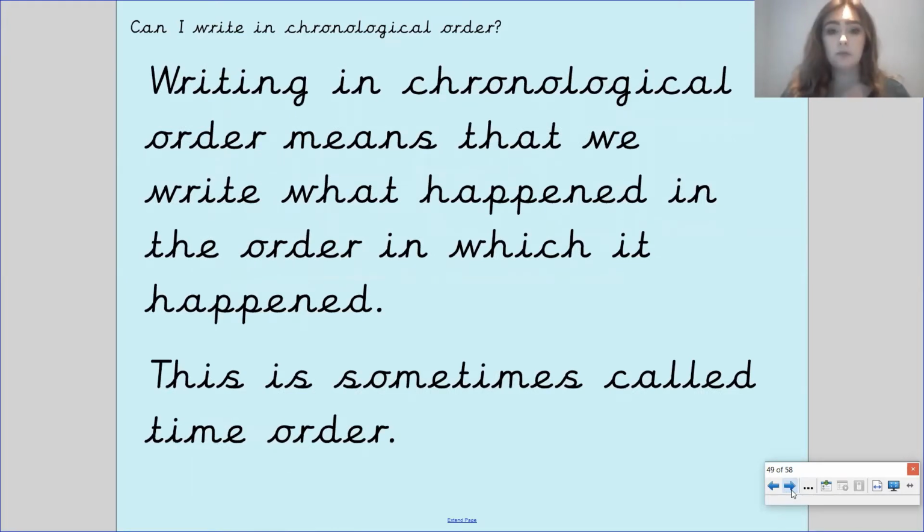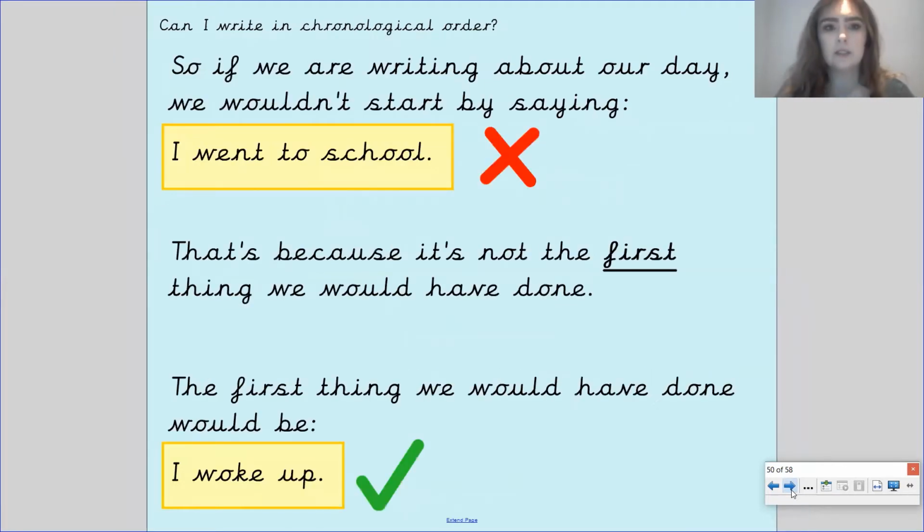Okay, so writing in chronological order means that we write what happened in the order in which it happened. This is also sometimes called time order. So if we're writing about our day, we wouldn't start by saying, I went to school, because that's not the first thing we would have done. The first thing we would have done would be, I woke up. So it's all about making sure that you are putting things in the order in which they happened.